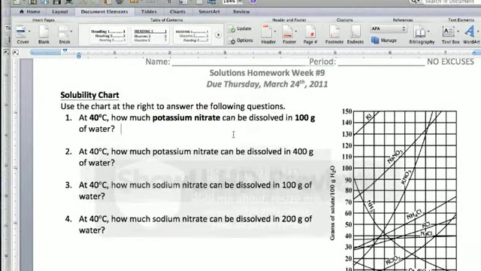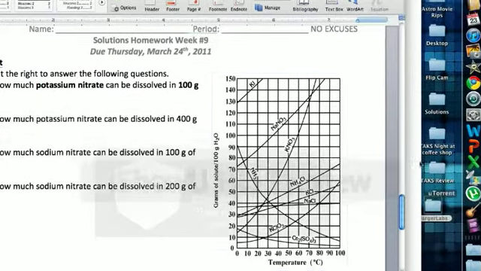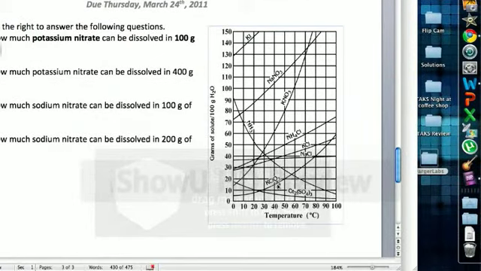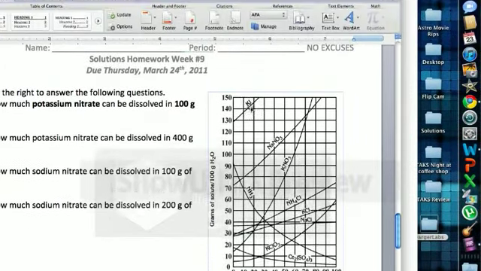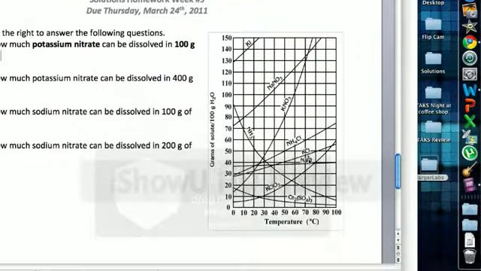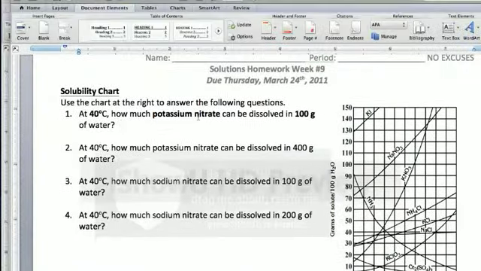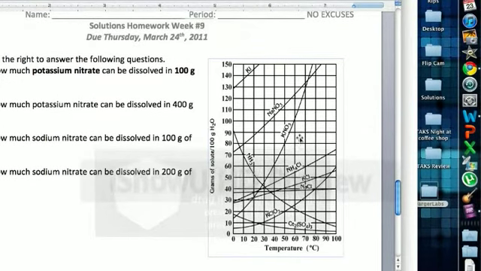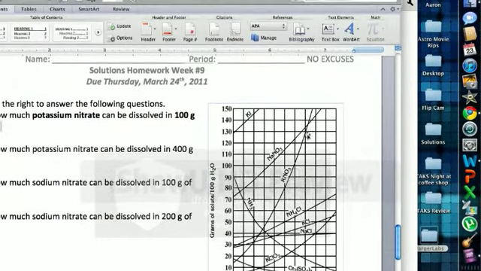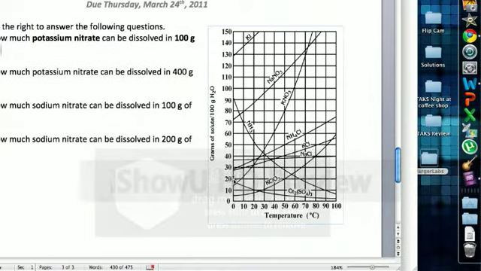First of all, before you can do this, what's potassium nitrate? Well, we look on here, we know potassium is K. So it's either KClO3, KNO3, KI, or KCl. Well, it's potassium nitrate. Hopefully you guys remember that nitrate is NO3. So when we're talking about potassium nitrate, we're talking about this curve along here.